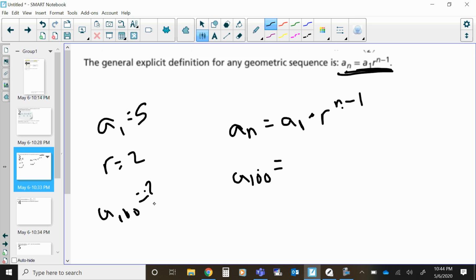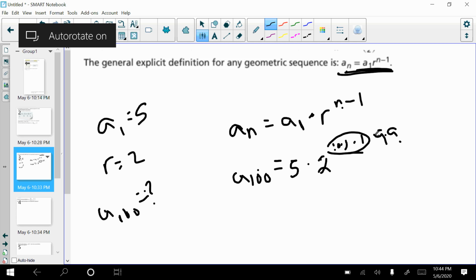I would take A1, which is 5. I would multiply it by 2 to the 100 minus 1, or to the 99th power. Sorry, my pen is not the best tablet on this. Let's see if this works. So that would make this the 99th, 100 minus 1. Okay? And that's how you would put this in the calculator.